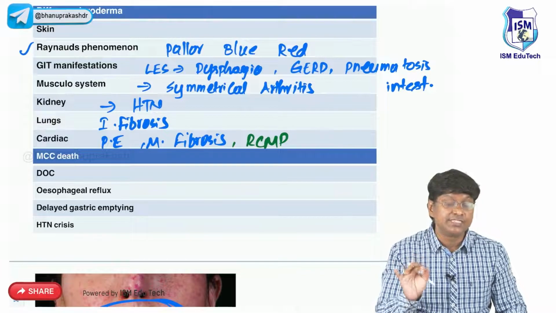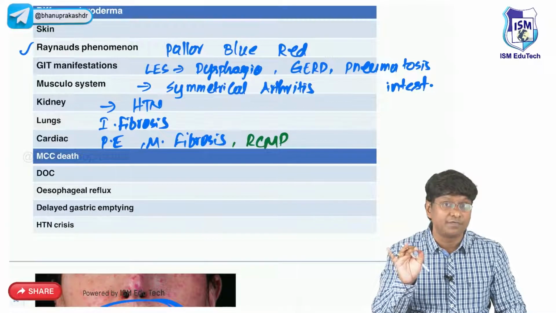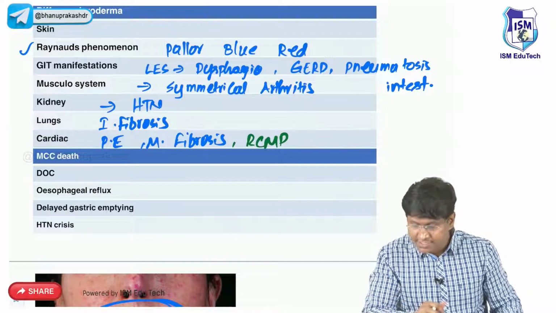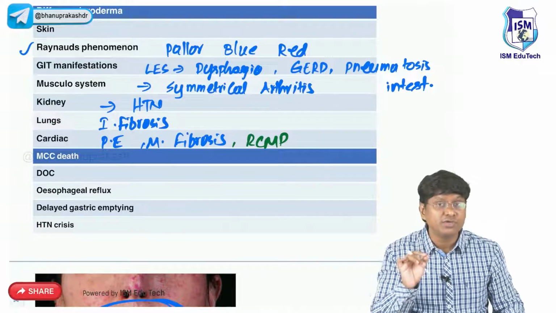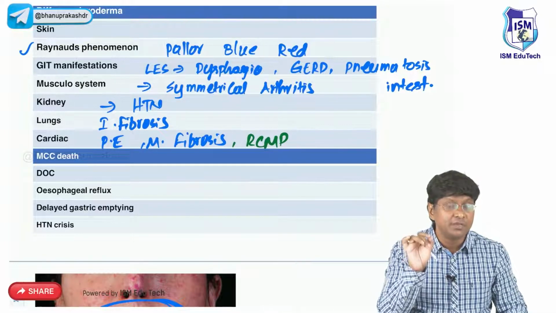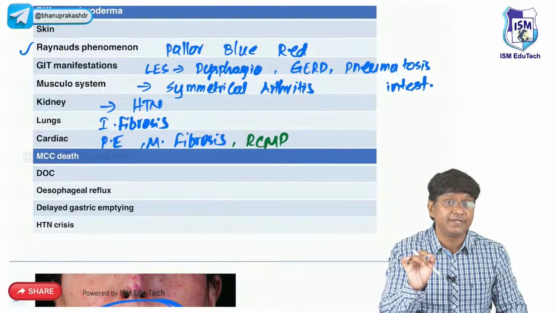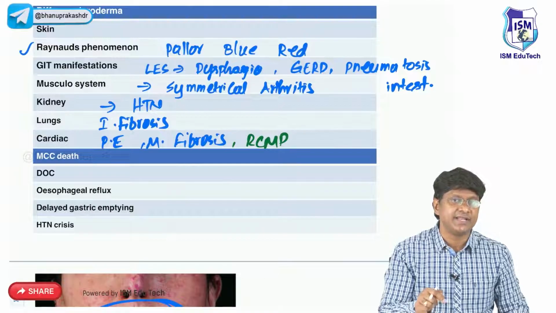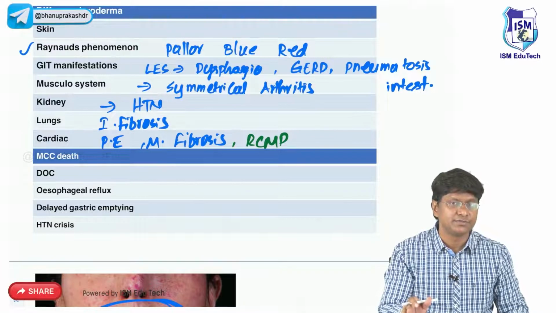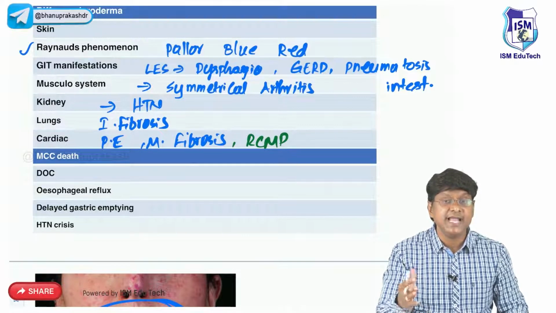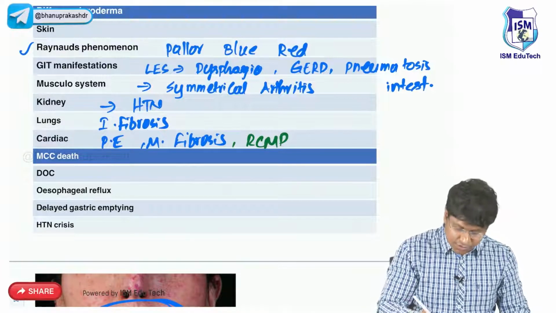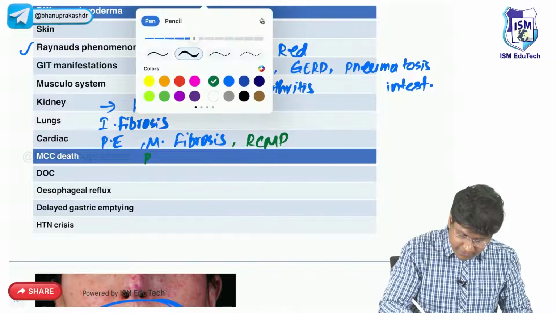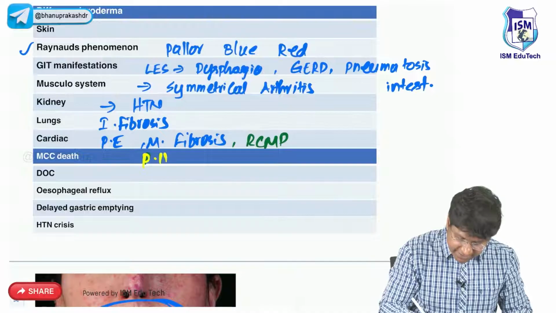Now, the point is, what is the cause of death in these patients with scleroderma? The cause of death, very, very important, is development of pulmonary artery hypertension. Because of the pulmonary artery hypertension, there can be right heart failure, development of cor pulmonale, and finally death of the individual. So the cause of death in these individuals would be the development of pulmonary hypertension.